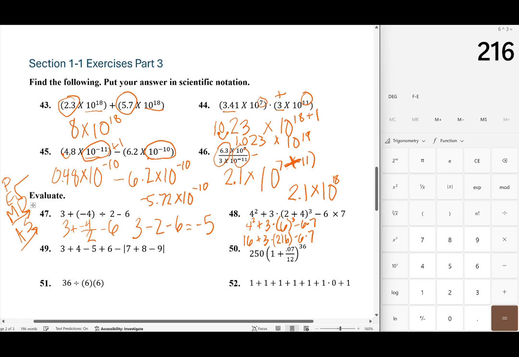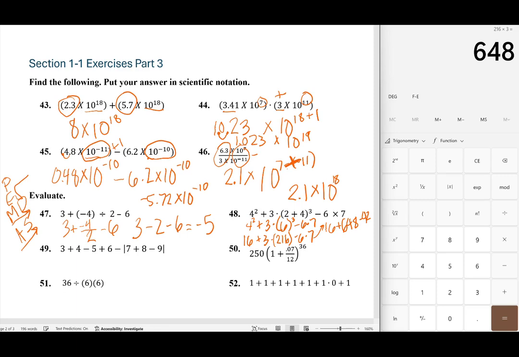Alright, next in our list of the order of operations is multiplication and division. We have just multiplication here. So our 16 will stay the same, and then we're going to have plus, just moving up here. 3 times 216, let's do that in the calculator. Multiply that by 3. 648. And then we have minus 6 times 7 is 42.